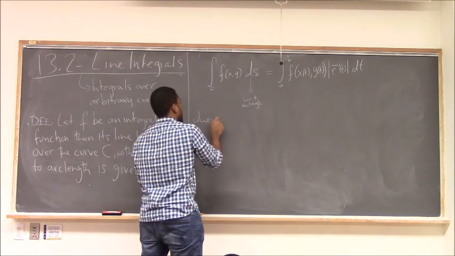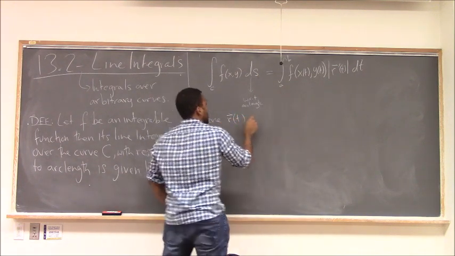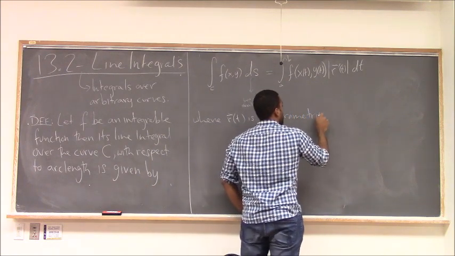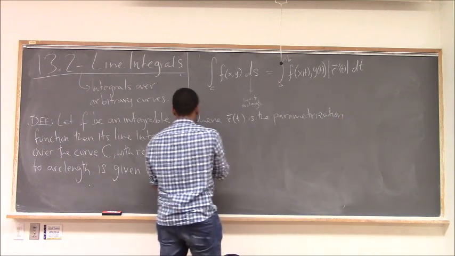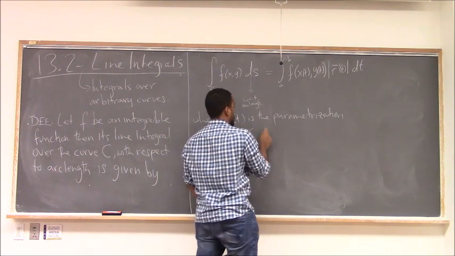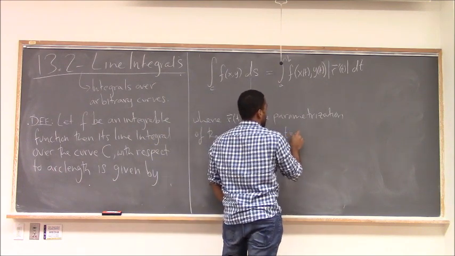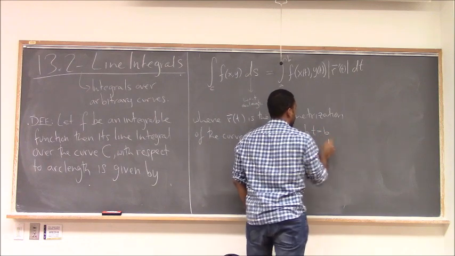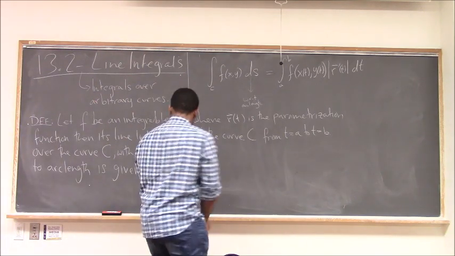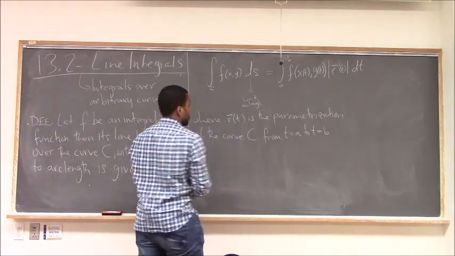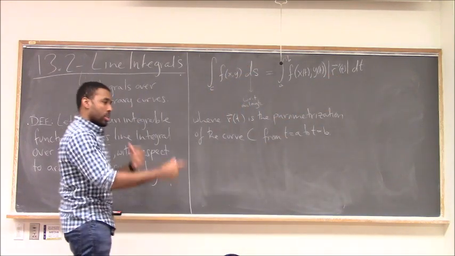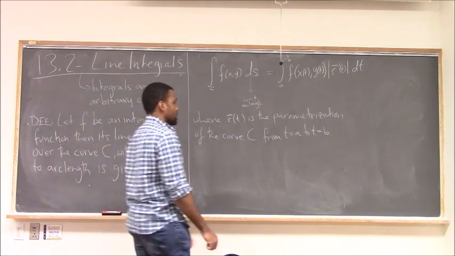where r of t is the parametrization of the curve C from t equals a to t equals b. So this is called the line integral with respect to arc length. Because we're integrating with respect to s, ds we know is the magnitude of r prime dt, and so you're kind of just doing a substitution here.